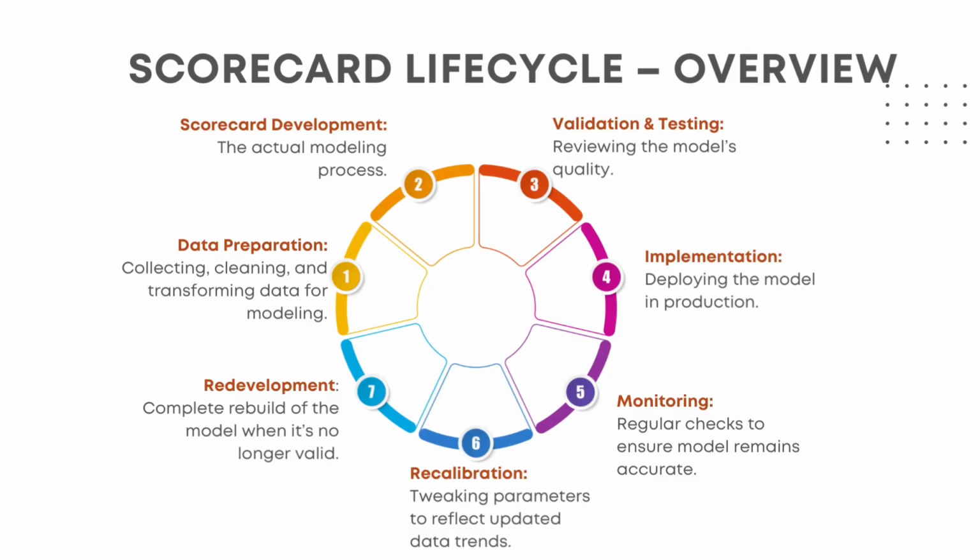The implementation is all about deploying the model in production. Monitoring is about regular checks to ensure the model remains accurate. The recalibration means tweaking parameters to reflect updated data trends. And redevelopment means the complete rebuild of the model when it is no longer valid. So each phase is essential to ensure the model is not only accurate at the beginning but continues to remain relevant.